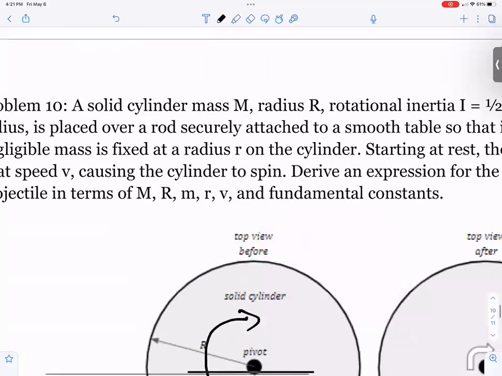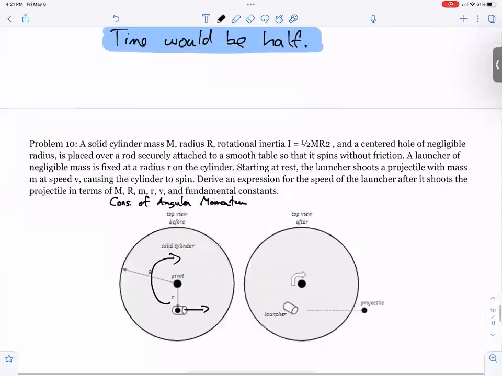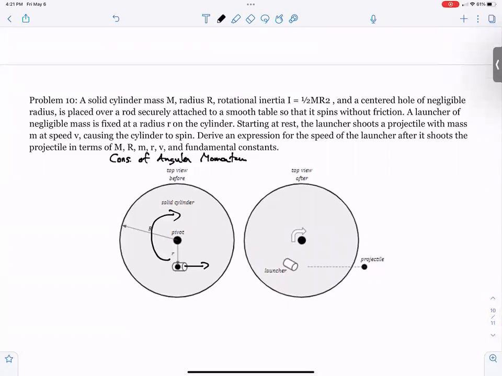This question is about conservation of angular momentum, simply because the object is going to essentially be changing its rate of rotation. First, it's not moving at all, and then all of a sudden it starts moving, and yet no net torque is acting on it, right? No net torque is acting on the system because the torque produced by the projectile is the same torque that the projectile produces on the launcher. So they're equal and opposite torques. So there's no net torque on the system. And that is how we know angular momentum is conserved.